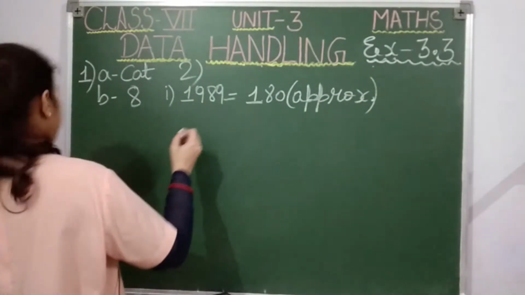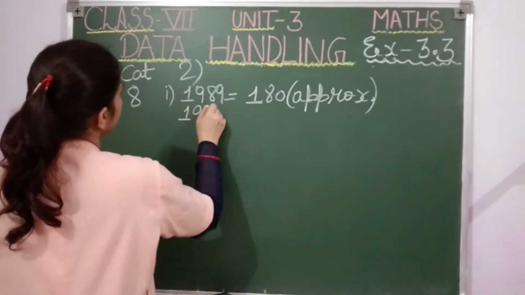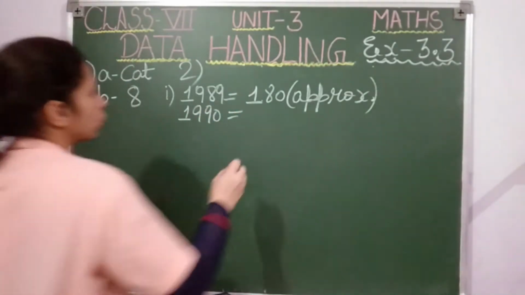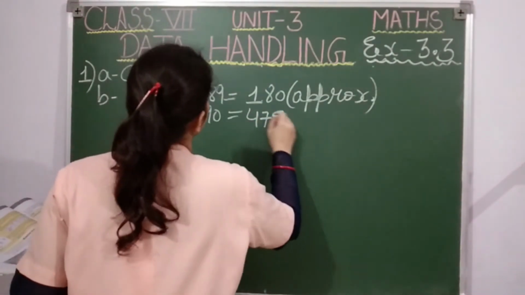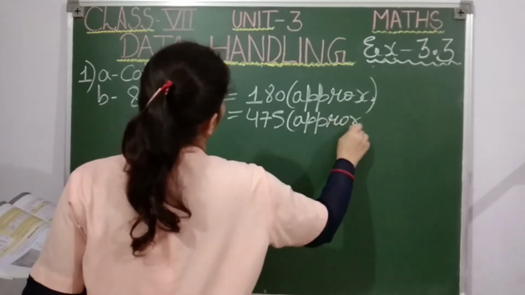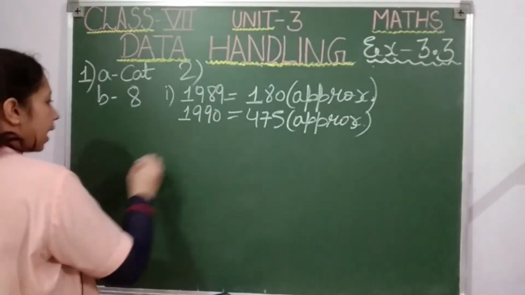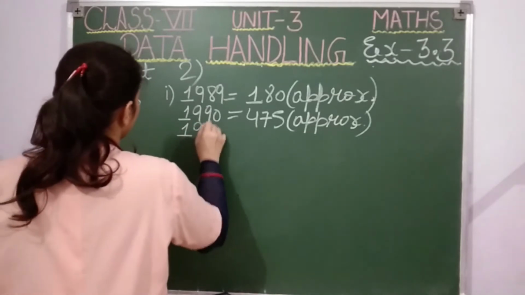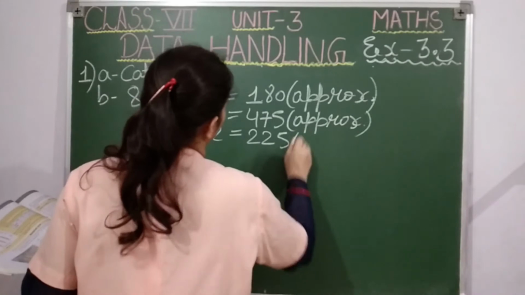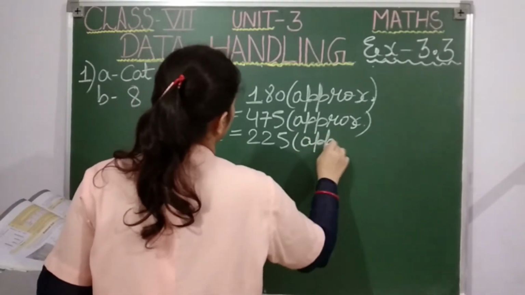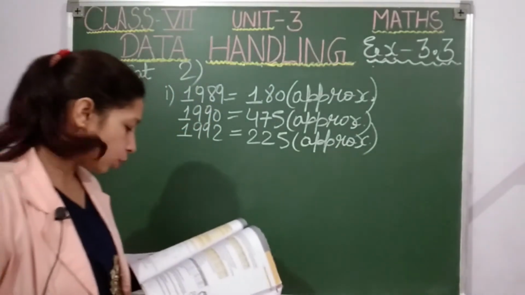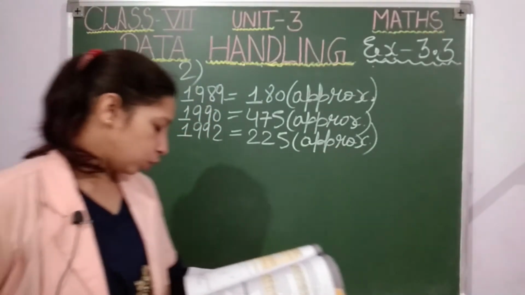Then for 1990 also you have to answer, students. So for 1990, what have we taken? For 1990 let us take that the number of books sold is 475 or 480 nearly. So 475 approx. Then for the year 1992 also you have to give. For 1992 we have discussed 225. So books sold in the year 1992 is nearly 225. Clear, students?